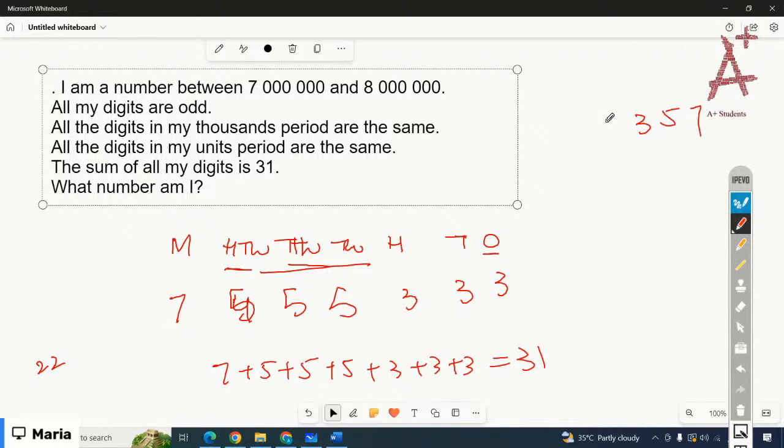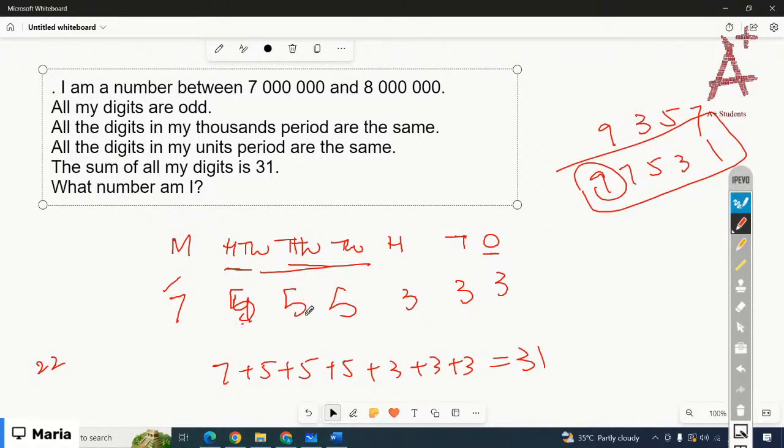So the odd digits are 9, 7, 5, 3, and 1, right? But I cannot put 9 over here, right? Because it would be between 7 and 8 million. If I put 9 here, that means the number is greater than 8 million, right? Then I put 7 here.